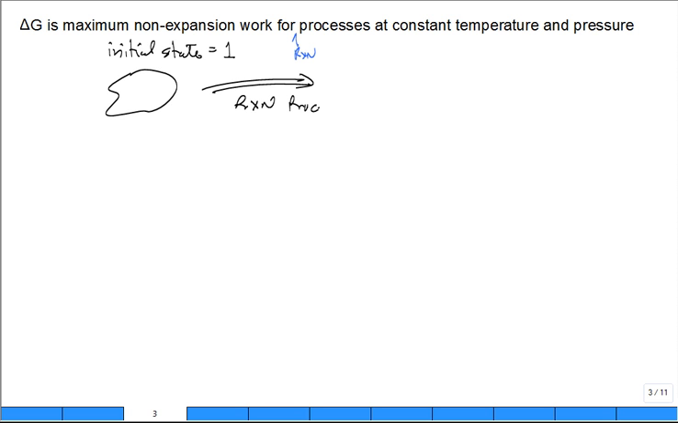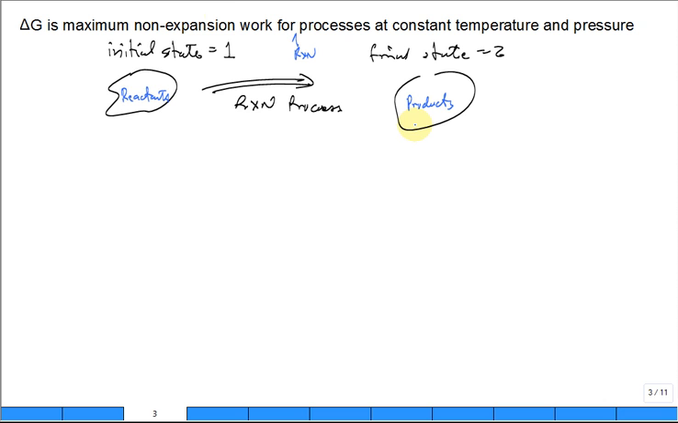Let's just develop this idea a little bit. The change in the Gibbs free energy is the maximum non-expansion work for a process at constant temperature and pressure. We're studying reaction processes. So think of the system that starts with an initial state. Often we use the symbol 1 for the initial state. And it undergoes some sort of reaction process, and it goes to a final state. Often we use the number 2 for the final state. So initially, we had what we call reactants, and finally we have products.